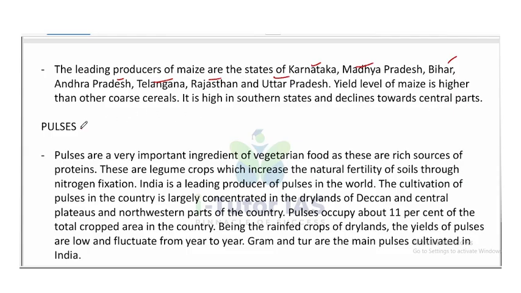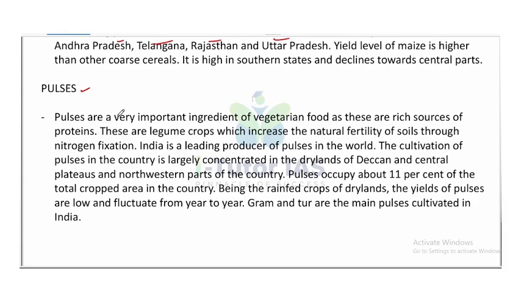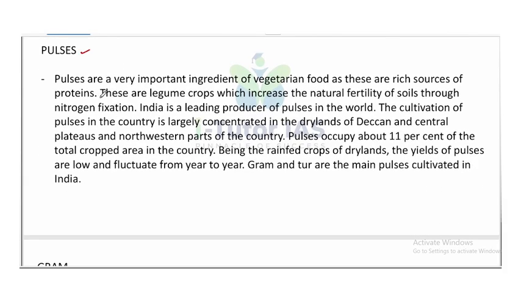Next one, pulses. Pulses are a very important ingredient of vegetarian food as these are rich sources of protein. These are legume crops which increase the natural fertility of soil through nitrogen fixation. Okay, so these are leguminous plants.